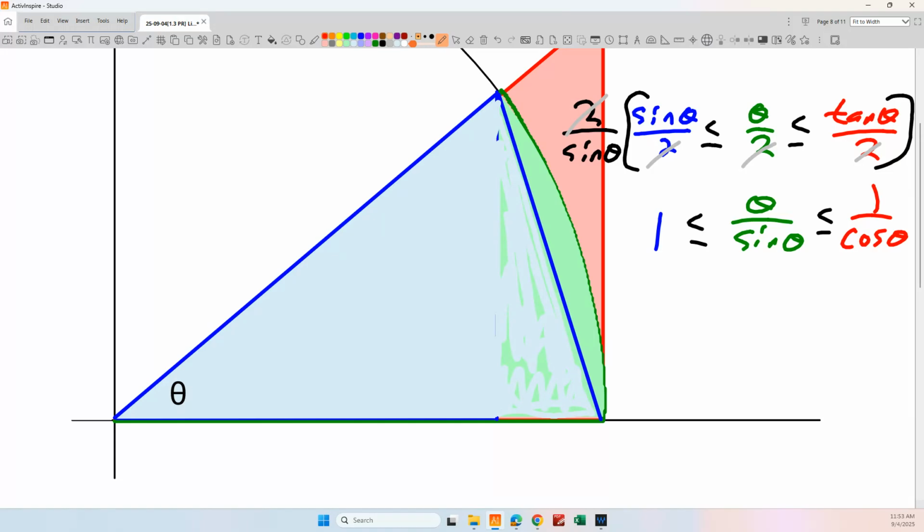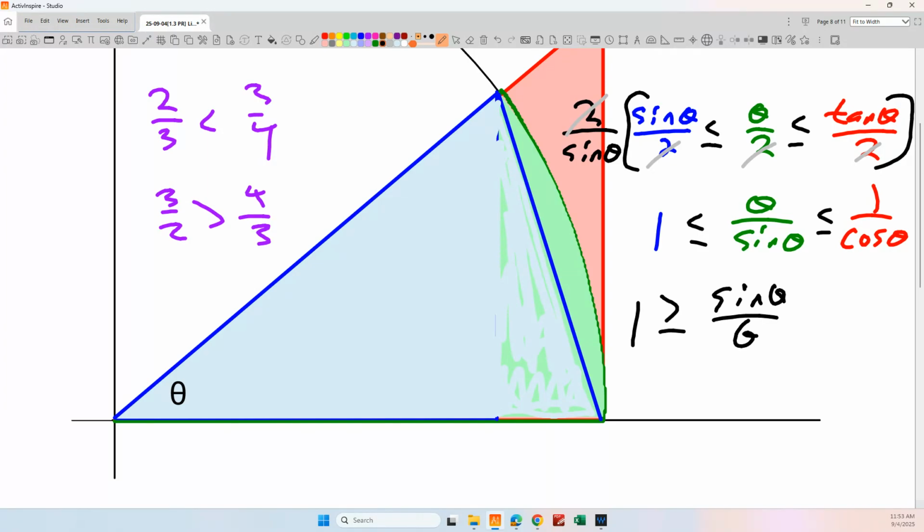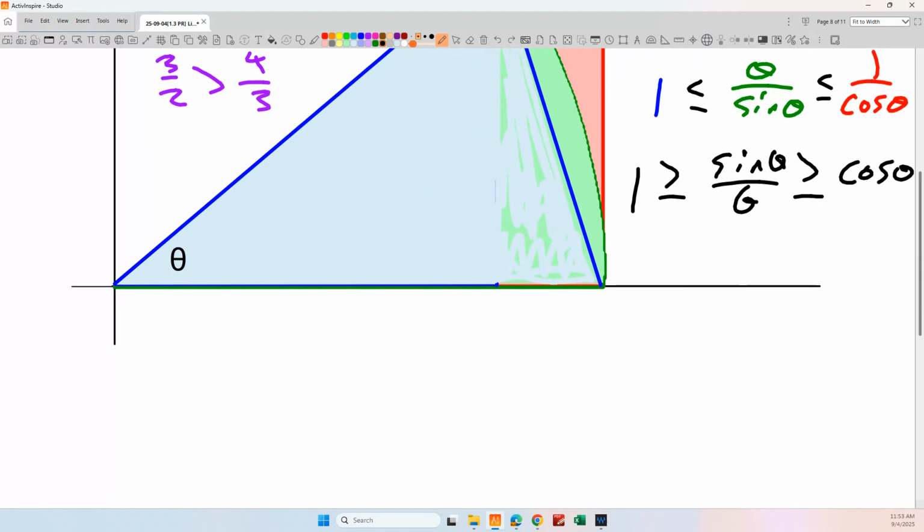Right. And just as a quick example, this is a true statement: 2/3 is less than 3/4, but if I flip those, what happens? It's just big. Okay, makes sense why that has to happen then? So we'll flip all these over, and then we get 1, flip that sign, sine theta over theta, we'll flip that sign, cosine theta. Okay. Last step in my proof.